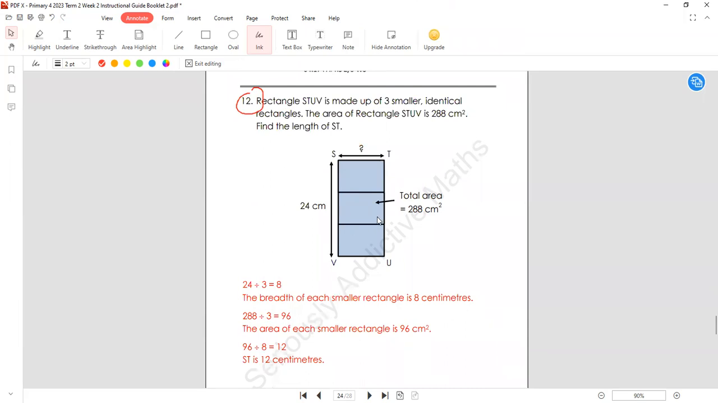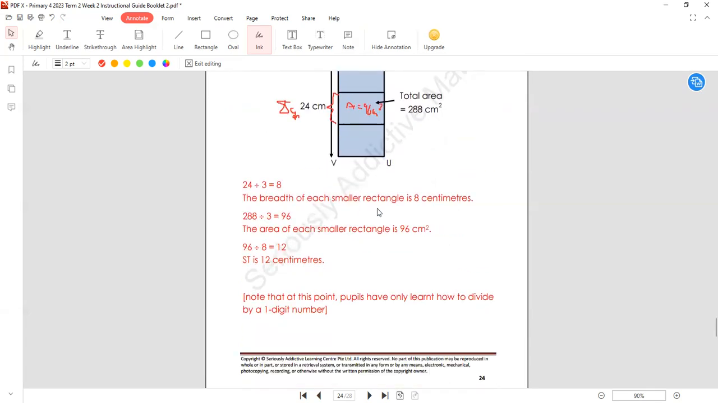Okay, total area is 288 cm squared. So what they need to do is find ST, which means they need to find the length of this part. Now, these are all 3 identical rectangles, right? So remember to get them to read the questions first, so they know that these are rectangle questions. If we split into 3 parts, 24 divided by 3 is 8 cm. So 288 divided by 3 would be the area of one rectangle, which is 96. And so 96 cm squared divided by 8 cm, and they'll get ST.